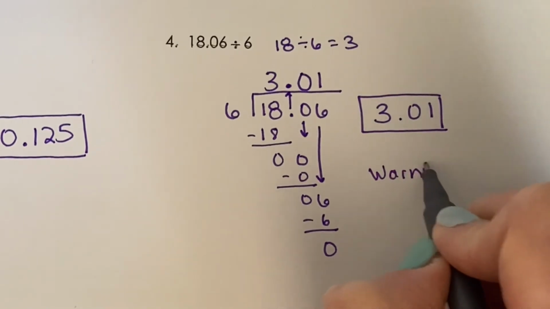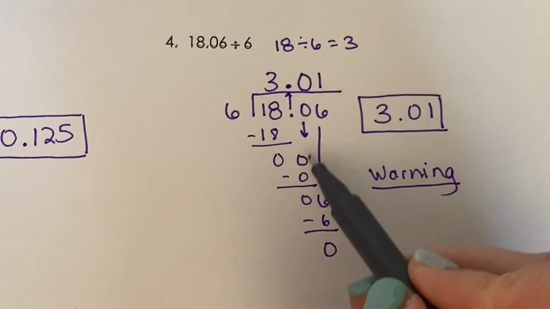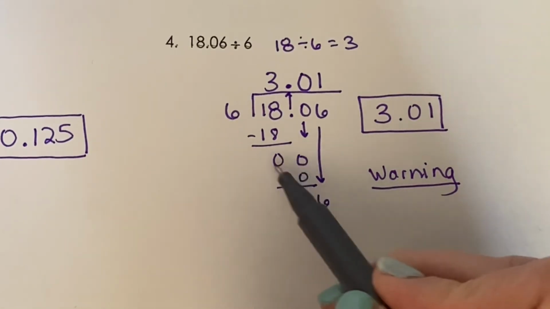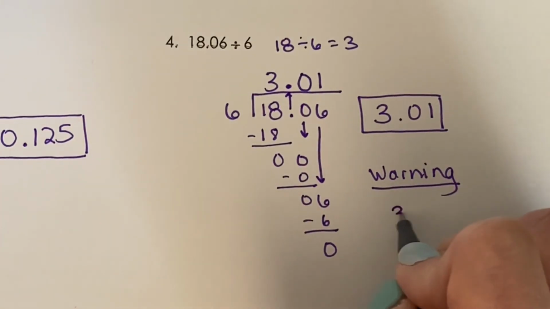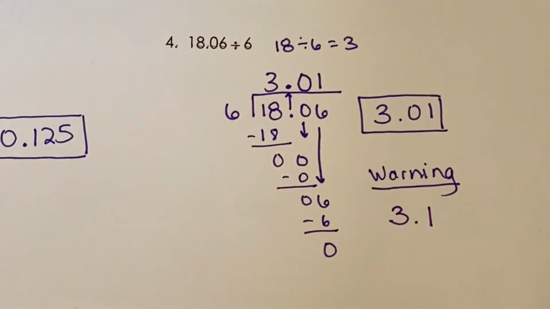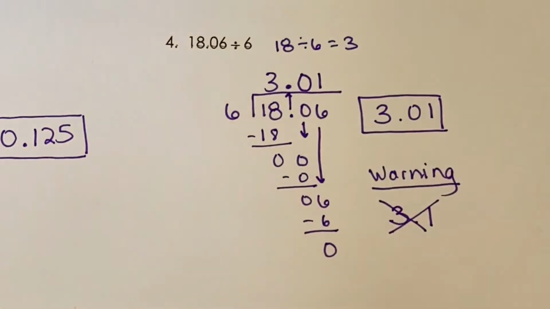Here is the place where most people will make a mistake. They get to this point where we had a 0, and they'll say, oh, it doesn't go in any more times, I'll bring that 6 straight up and put a 1, and they will say 3.1. That is not correct. So make sure you don't make that mistake. Make sure if it goes in 0 times, you tell us it goes in 0 times. And that is how you divide a decimal by a whole number.